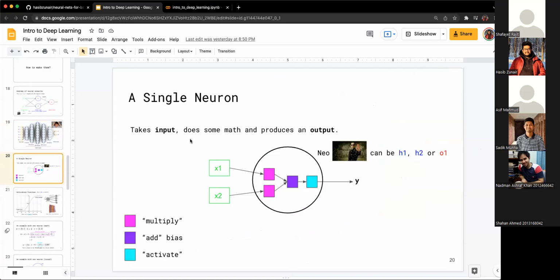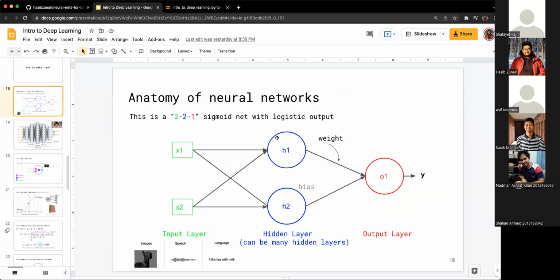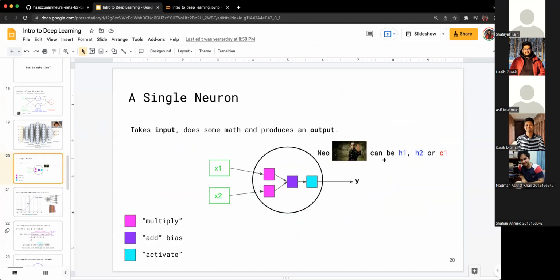Now let's look at what a single neuron does. Given this anatomy, let's consider what H1, H2, or O1 does. Basically, given a neuron, it accepts 2 inputs. These can be anything, like from the previous slide you've seen, any form of signal.